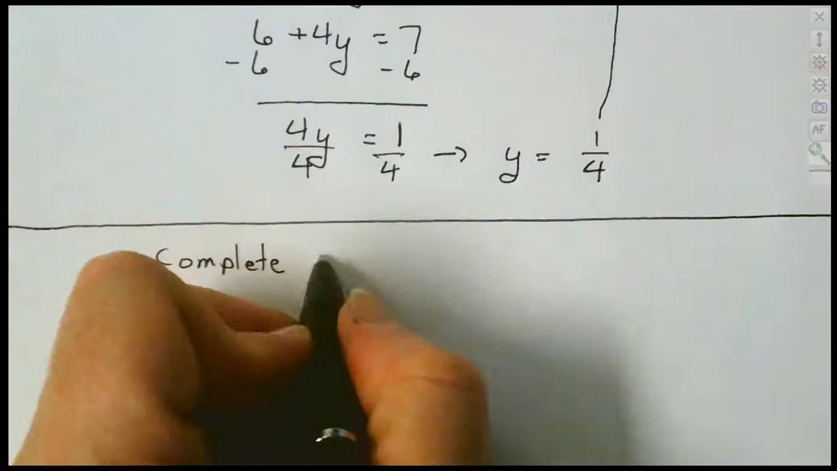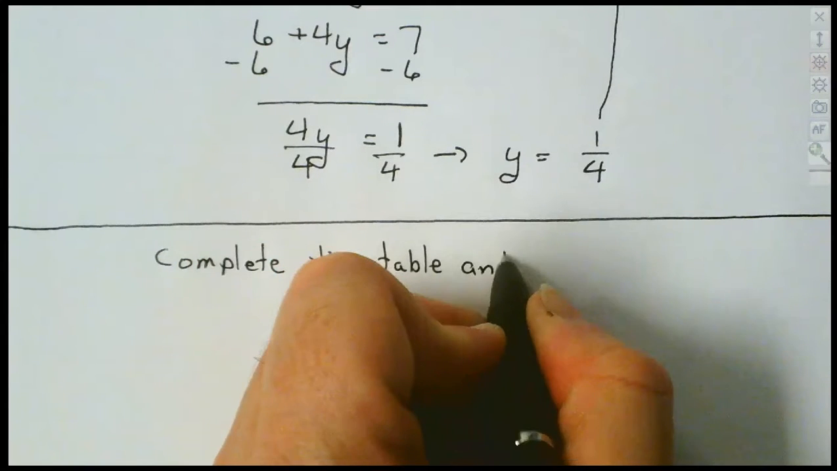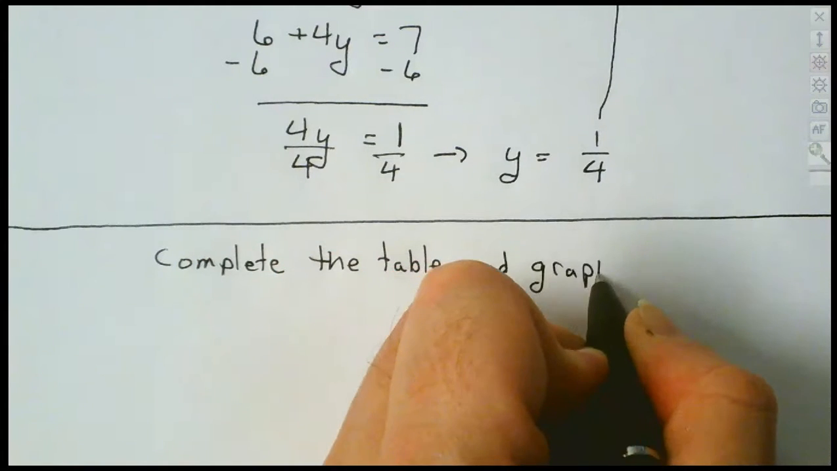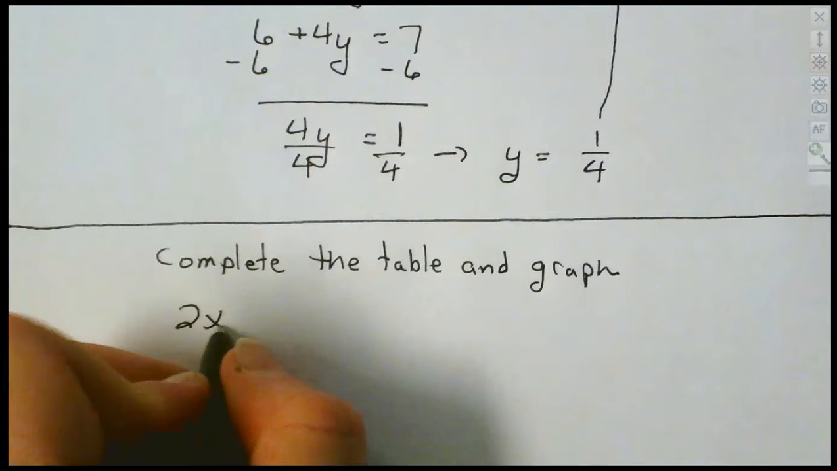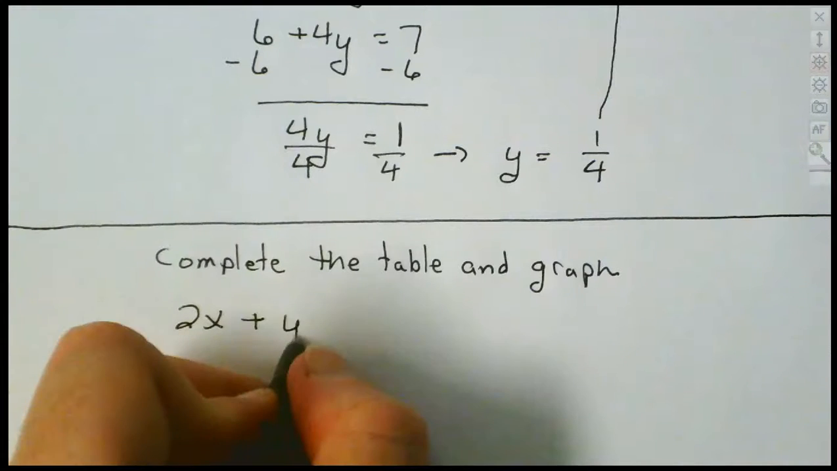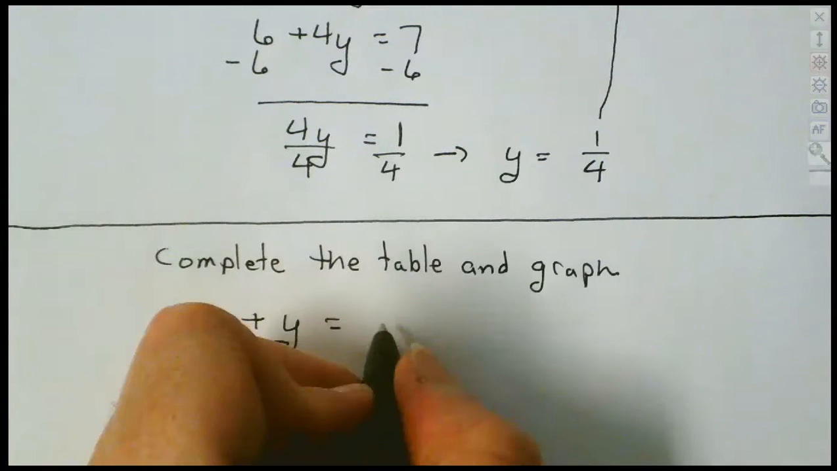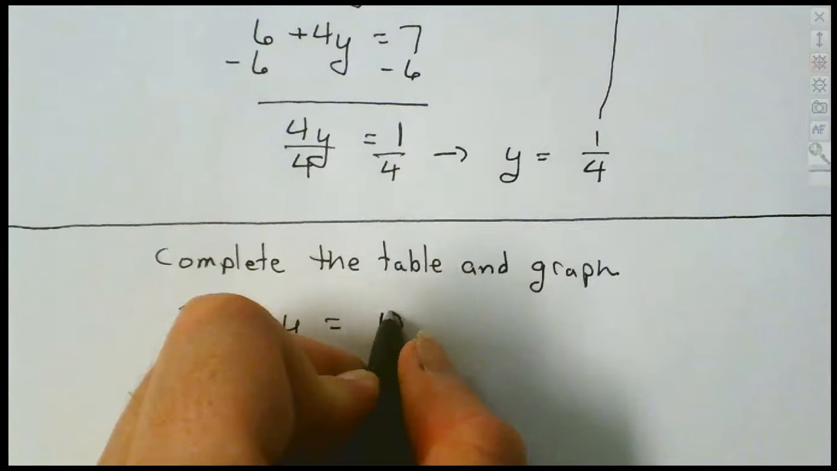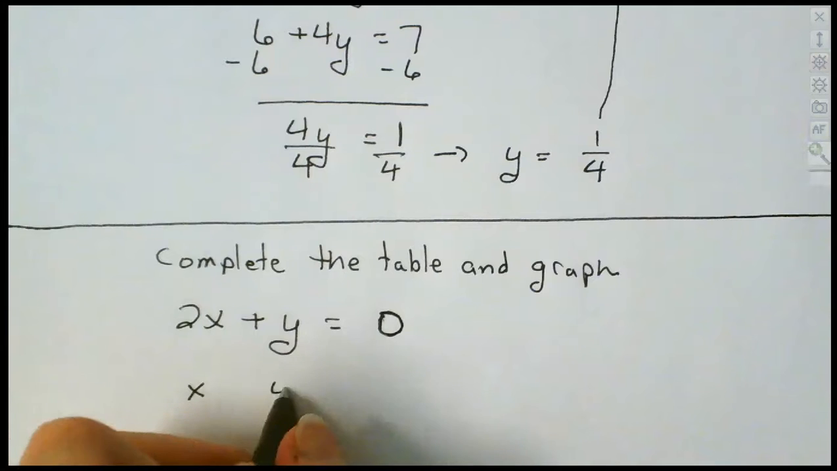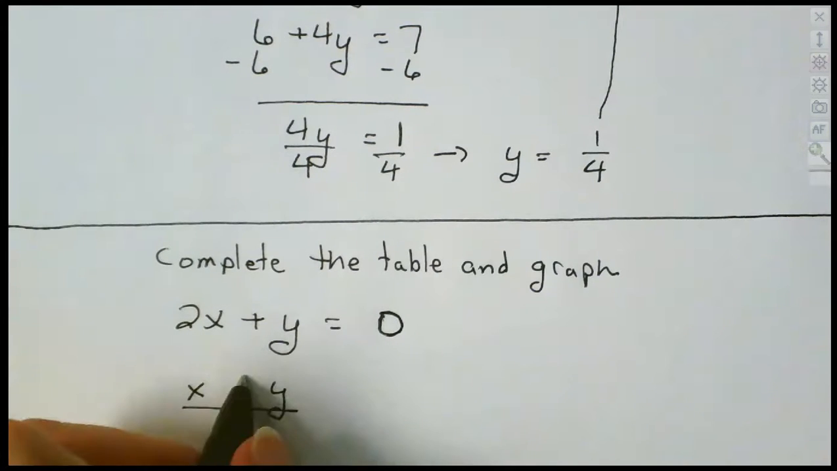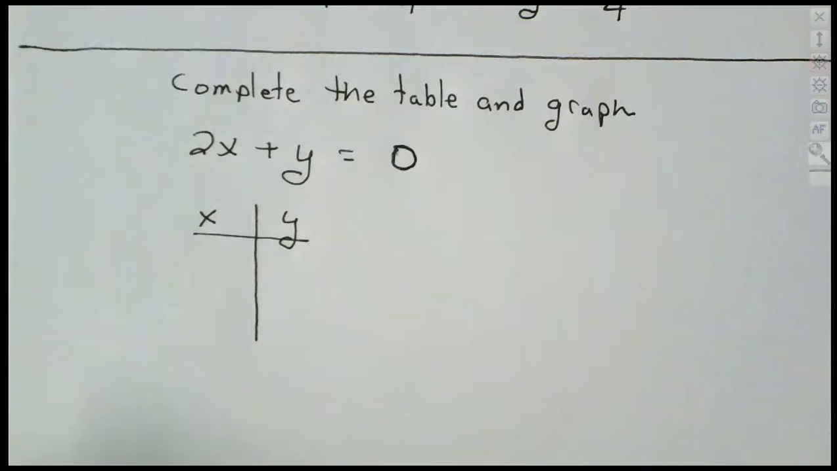So we're going to complete the table and graph. And how about we use 2x plus y equals 0 here. And I'm going to make a table up. We're going to have to fill in the missing pieces. So I'm going to give you a partially completed table.